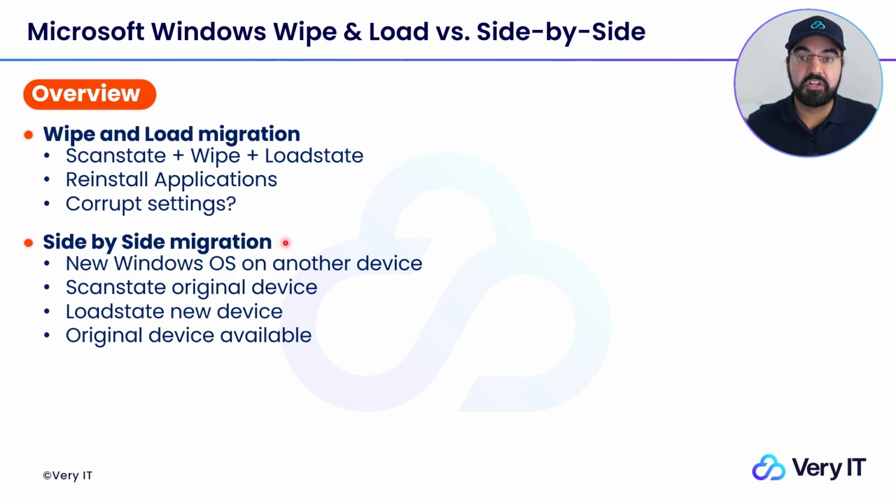On the other hand, side-by-side migration, as you mentioned, is on two devices. You would use ScanState on the original device. This is to carry out a backup of the image. And then on the new device, you would use LoadState to deploy or restore that image. That being said, it does have the benefit of you having access to your original device, so you can make reference to it. And when that user is fully happy, they can decommission the original device.